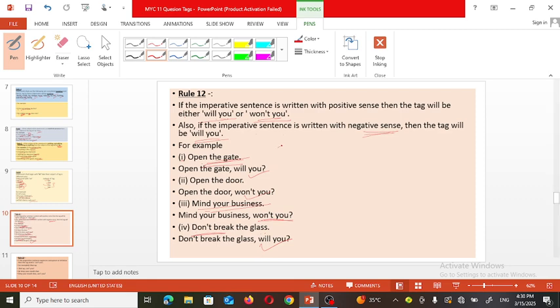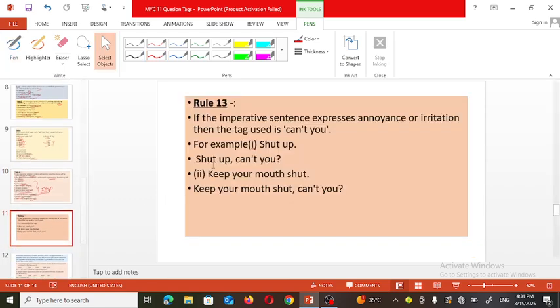See, all these are examples of imperative sentences: orders, instructions, requests. In such cases, we use it in this way, or we can add a question tag in this way. Now, see the next rule. If the imperative sentence expresses annoyance or irritation, then the tag used will be "can't you".